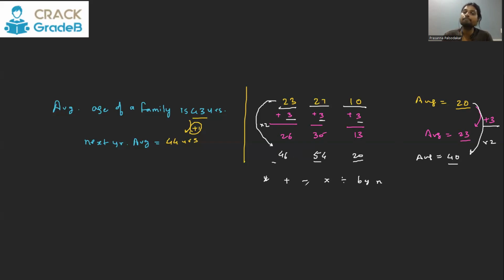So that means if you add, multiply, subtract, or divide by n to all the observations, the average also gets added, subtracted, multiplied, or divided by n. That means if you do the same action to all the numbers, the average also bears the same action. So irrespective of how many members are there in the family, if everybody is increased by 1, the average is also going to increase by 1. So the answer is going to be 44 years. This is the important point everyone must know. Let's see a few questions now based on this.